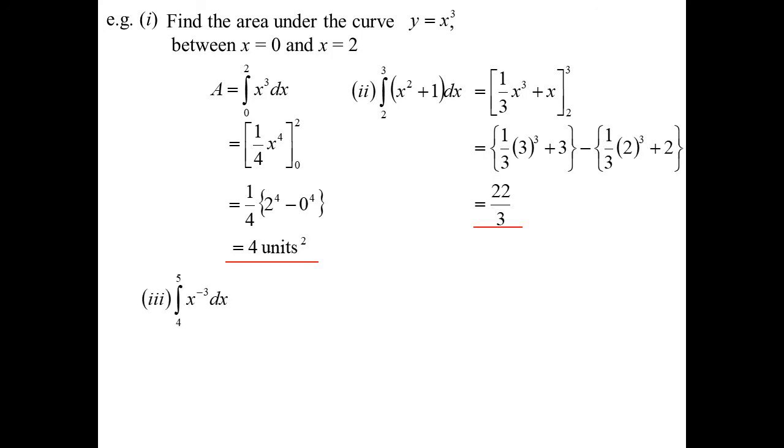You could have negative indices. Add 1 to the power over the power. Be careful with your negatives. Sub in. There you go, 9 over 800.